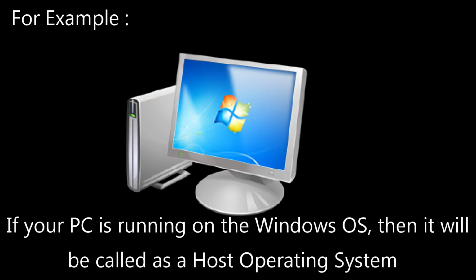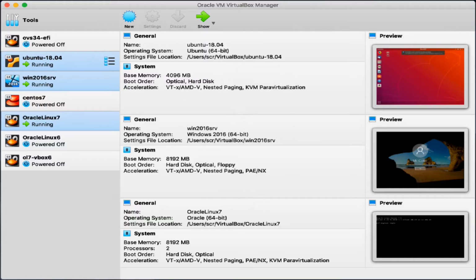For example, if your PC is running on the Windows operating system, then it will be called the host operating system. But VirtualBox allows users to run multiple guest operating systems on a single host. Now let us see how to download and install VirtualBox.